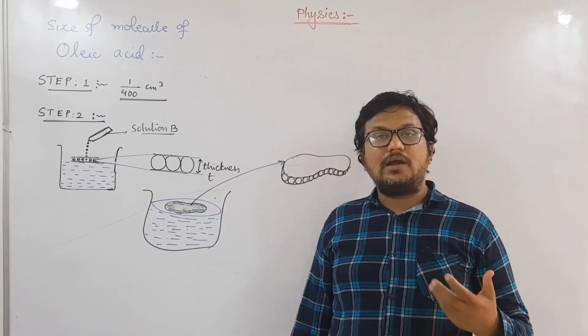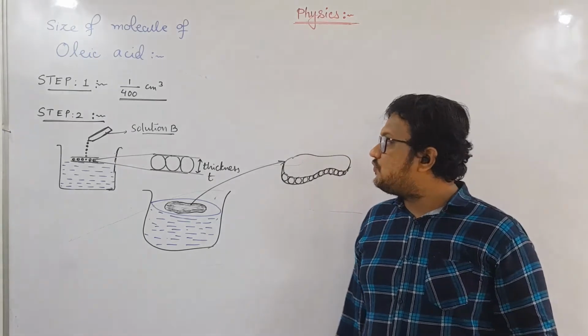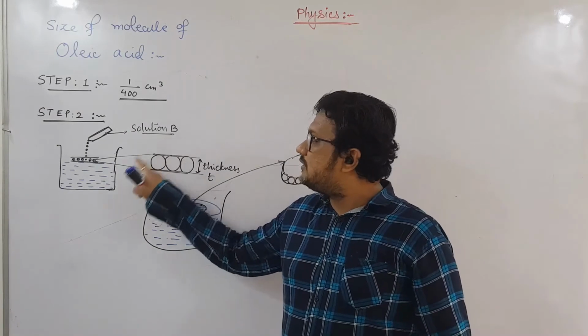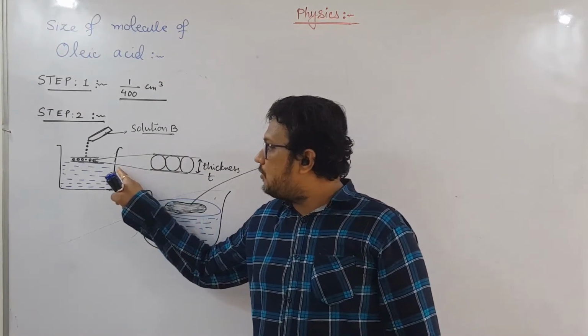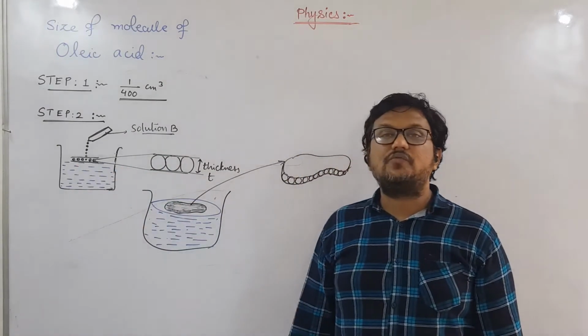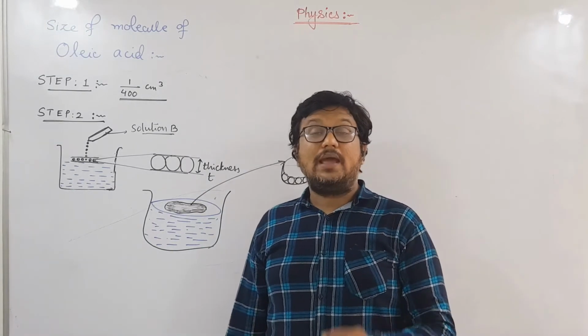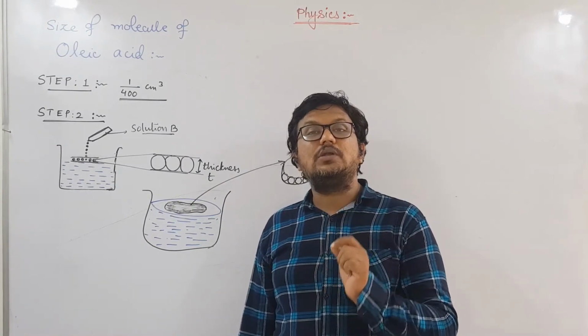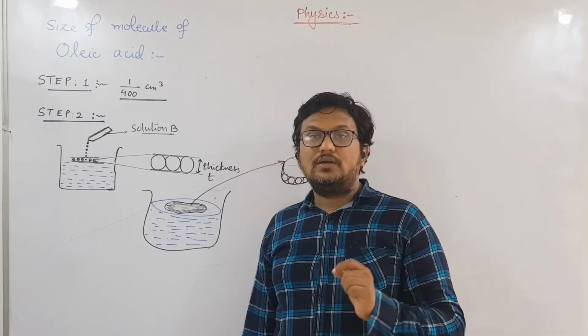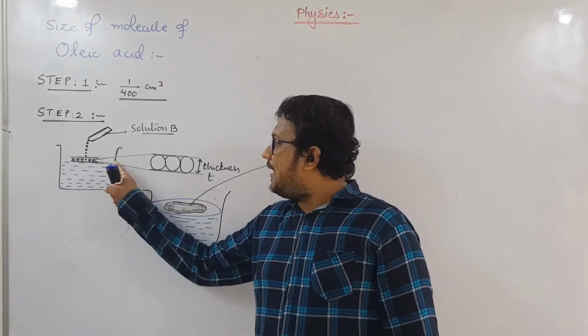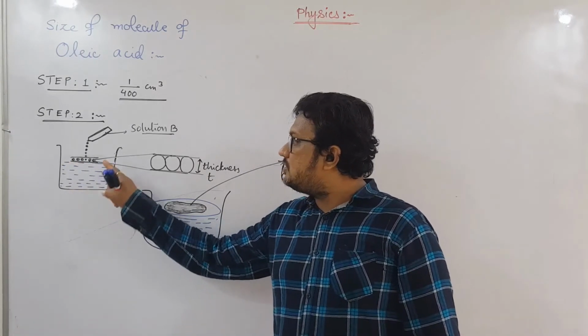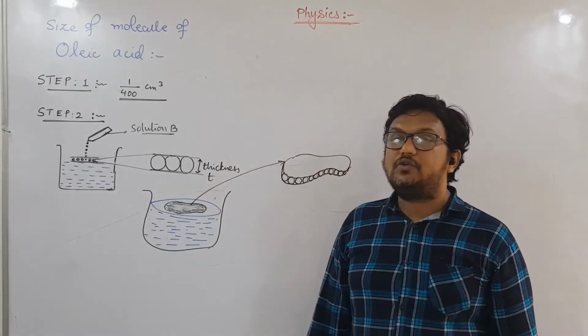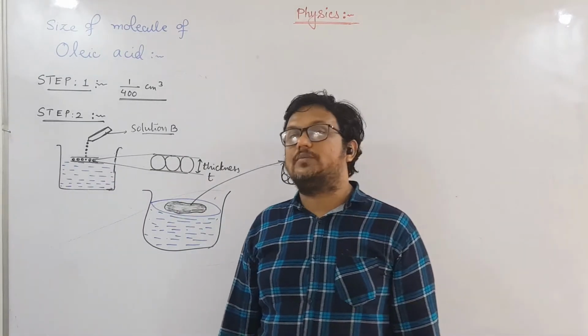or any other kind of dropper, from which we are going to put solution B on the surface of water drop by drop. And remember, we have to count the number of drops. So let us say we are adding solution B on the surface of water, counting the number of drops.